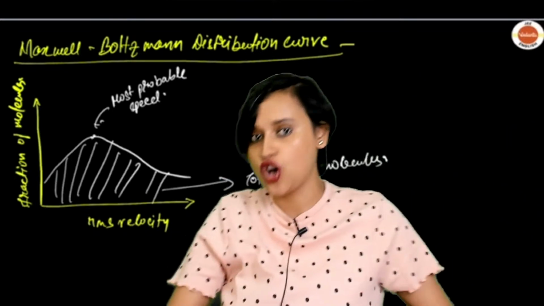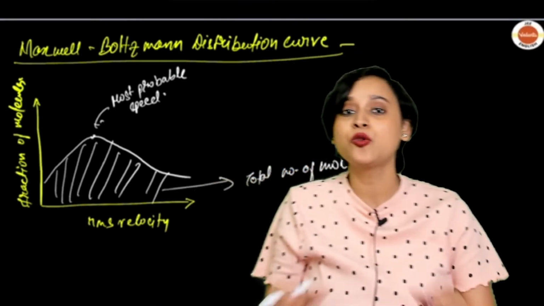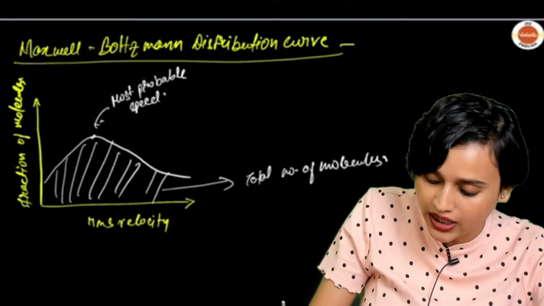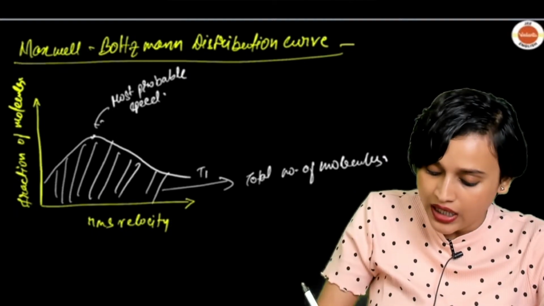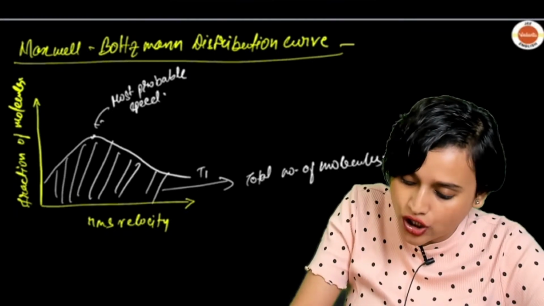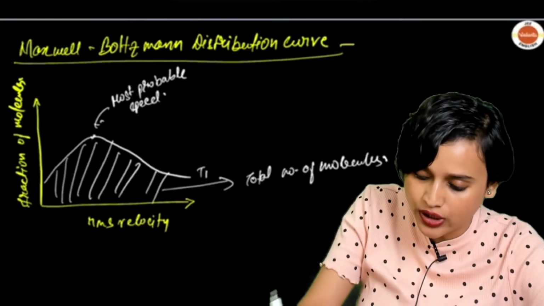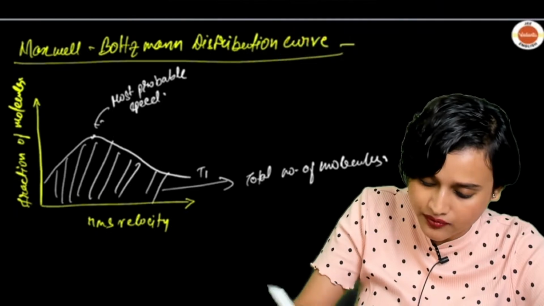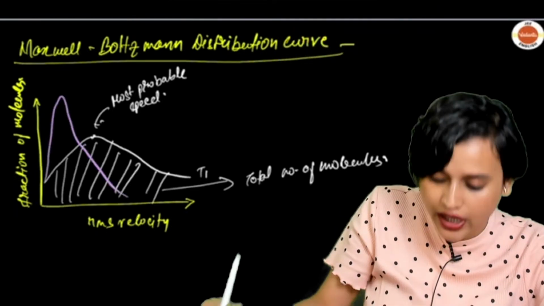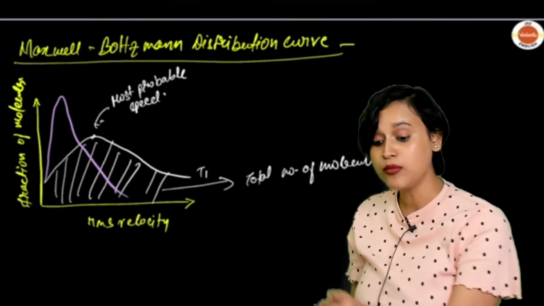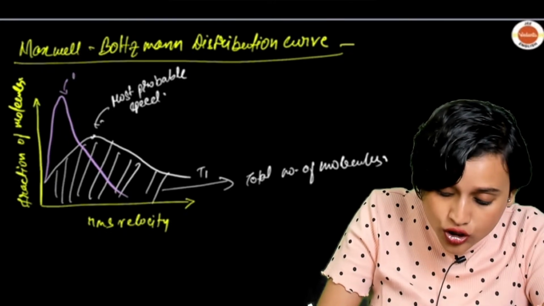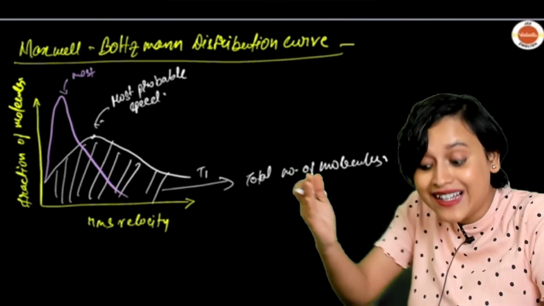Now you know what he saw? Every time he increased the temperature, let's say that this is T1. Now he decreased the temperature. When he decreased the temperature, he saw that this is how the graph became. The number of molecules is still the same, but the most probable velocity decreased.